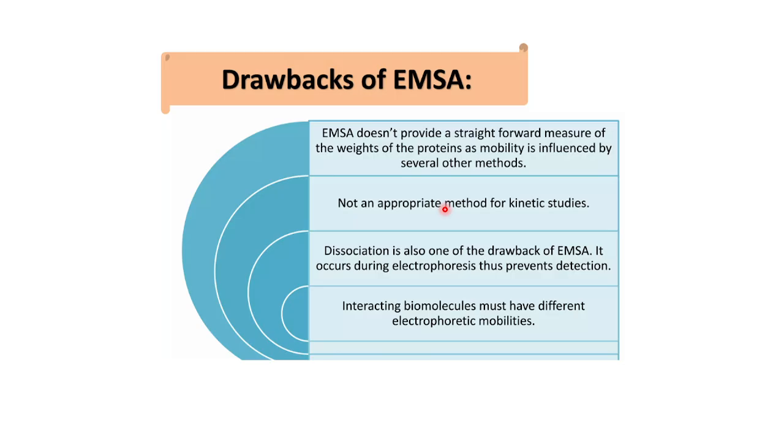However, EMSA has a few drawbacks. It does not provide a straightforward measure of the weights of the proteins, as mobility is influenced by all other factors as well. So you will not get an idea about the complex molecular weight. You cannot get an idea about kinetic studies. Dissociation sometimes becomes a problem if you run for a long time. There can be dissociation if the buffer preparations and all are a little bit complicated.